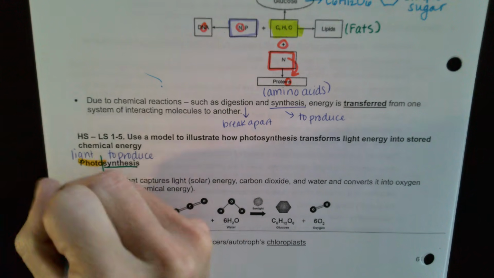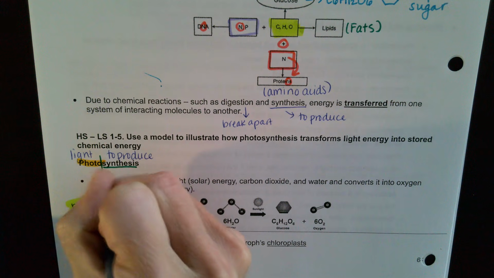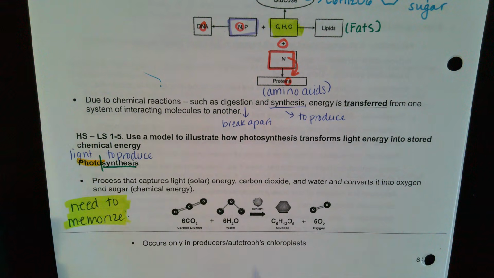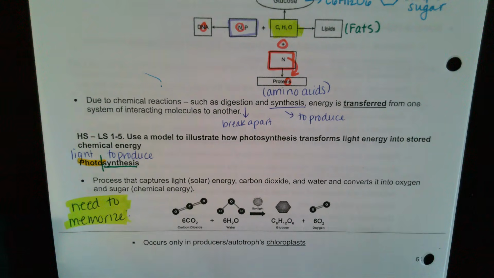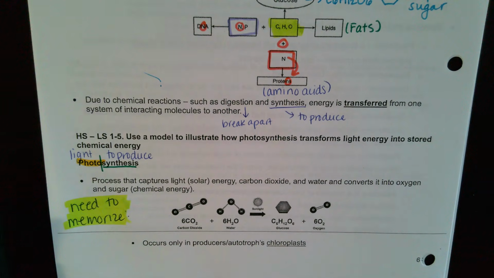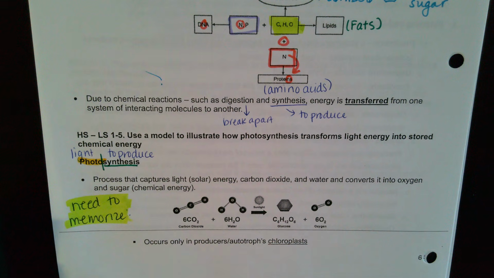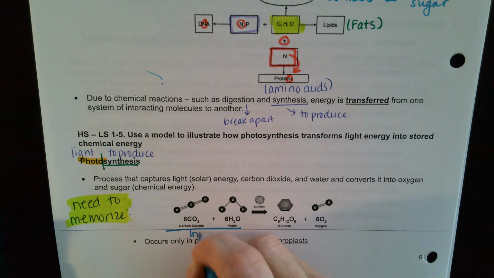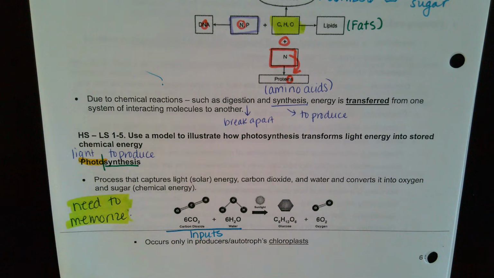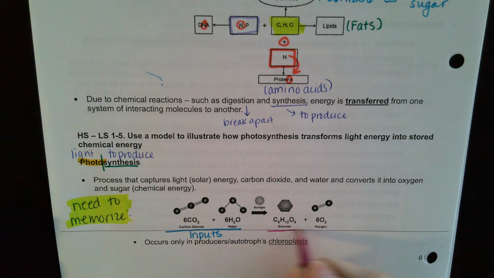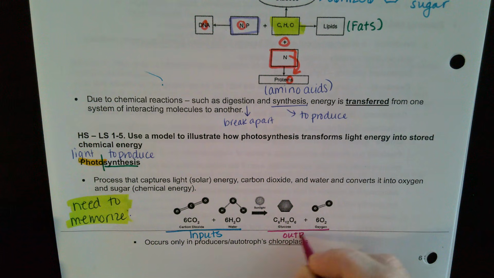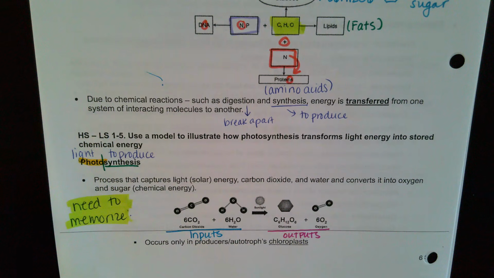This picture or model that I have right here was on the Regents exam. This was a gimme question. Over here on my left-hand side, the things that are going into the reaction, remember those are called inputs. And then the things that are coming out on the right-hand side, those are going to be the outputs. It is helpful to slow down and make sure you're labeling all of the things.